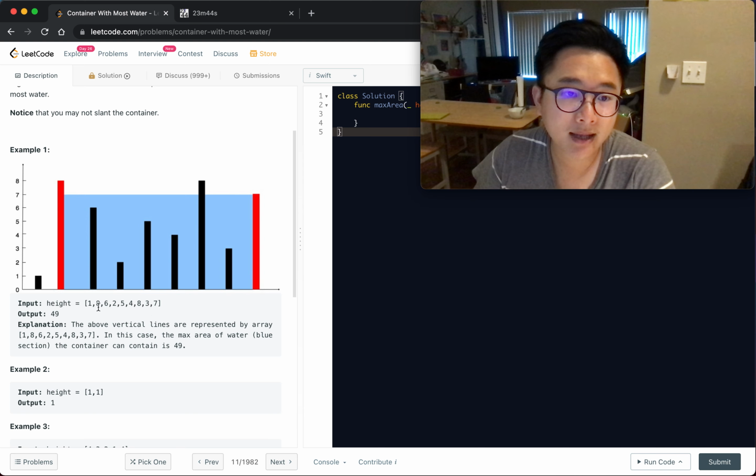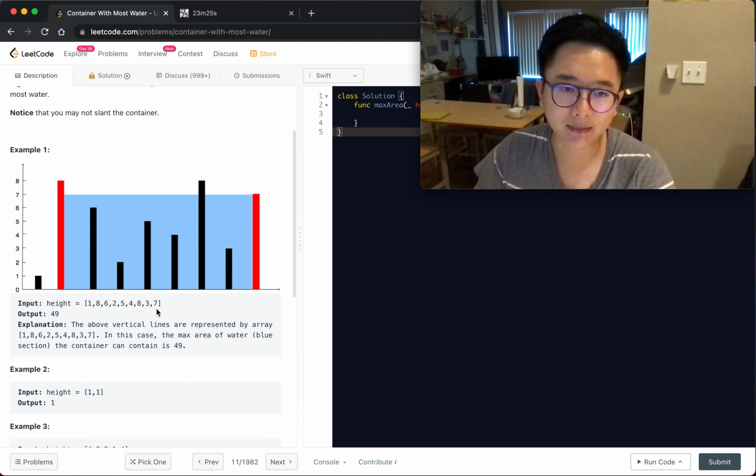So 7 and 8, this is water. The height of the water is determined by the shorter end of the heights. So this will have 7 times, 8 is at index 1, 7 is at index 8. 8 minus 1 is 7. So 7 times 7 is 49.